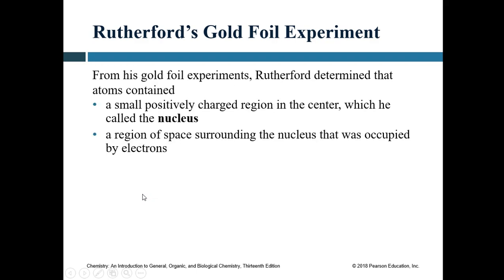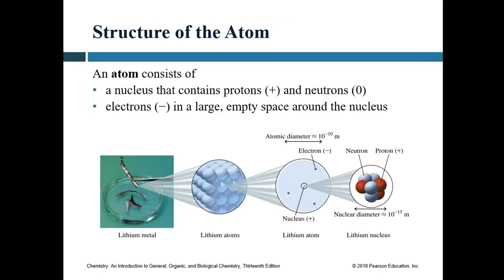From that, Rutherford determined that the atoms contained a small positively charged region in the center, which he called the nucleus, but the region of space surrounding the nucleus was occupied by electrons. The analogy was that the nucleus was like a penny, and the area that the electrons were hanging out in was the baseball field. So a penny in a baseball field is the analogy. That's how small the nucleus is compared to the space where the electrons are zooming around.